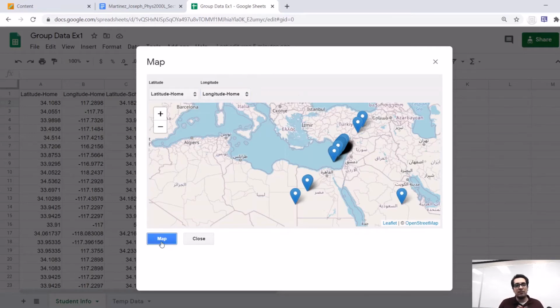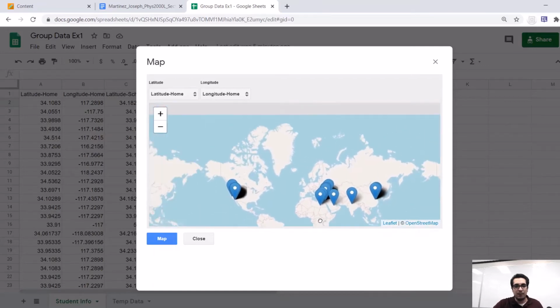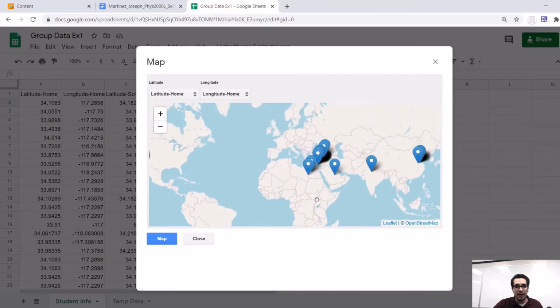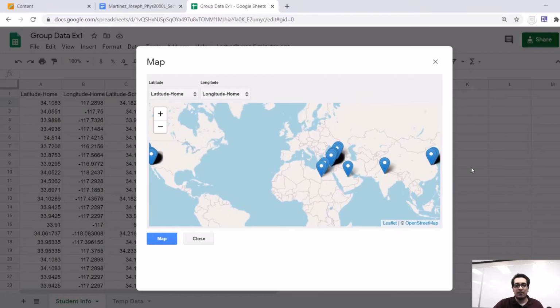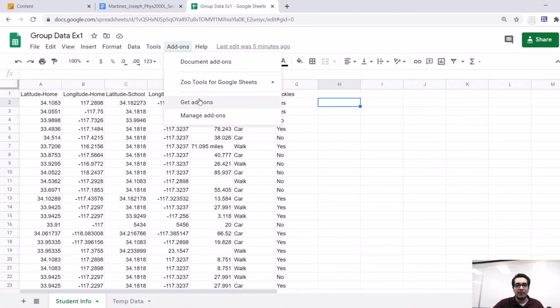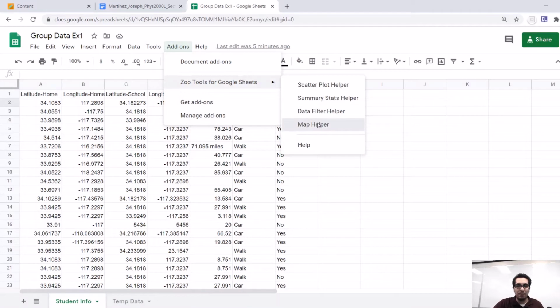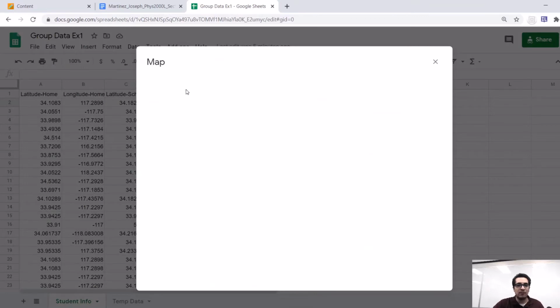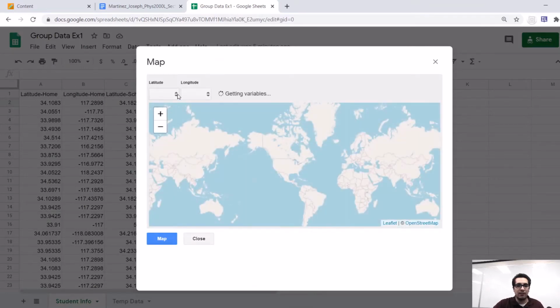But the issue with Zoo Tools is that if we just try and remap it, it's going to keep the same data points we already had, as well as adding on these other data points. So if we mess up on the map, we're going to have to close it up and start from scratch. So go back to Zoo Tools, Map Helper, and be sure to click, once it opens up, latitude and longitude of home, and click Map. And it gives us something more reasonable.